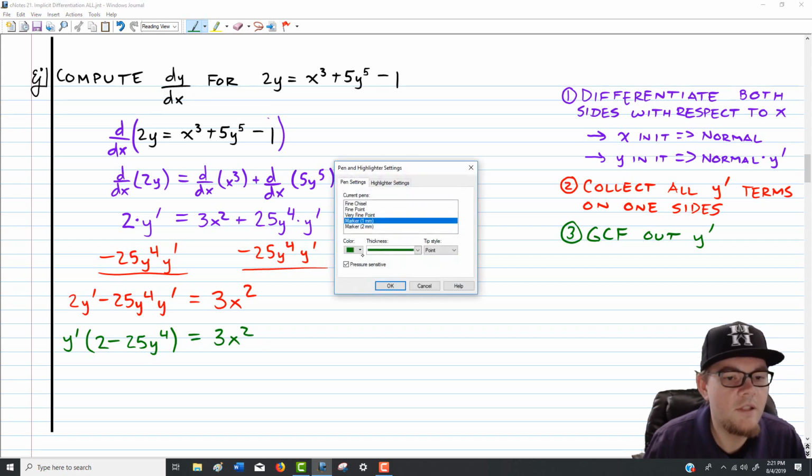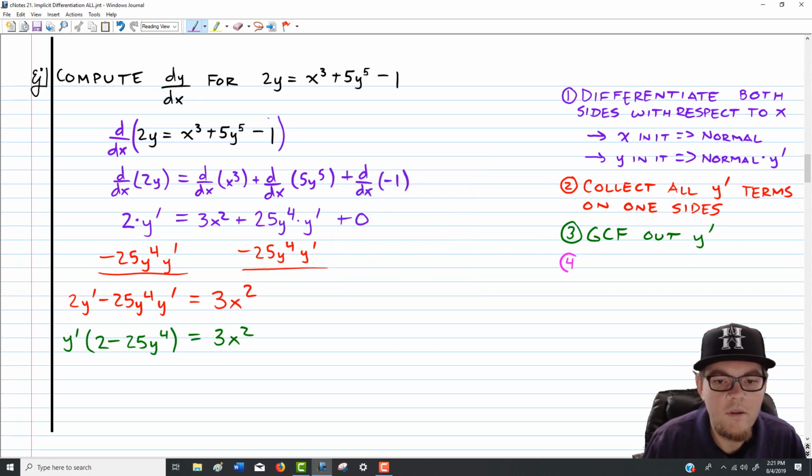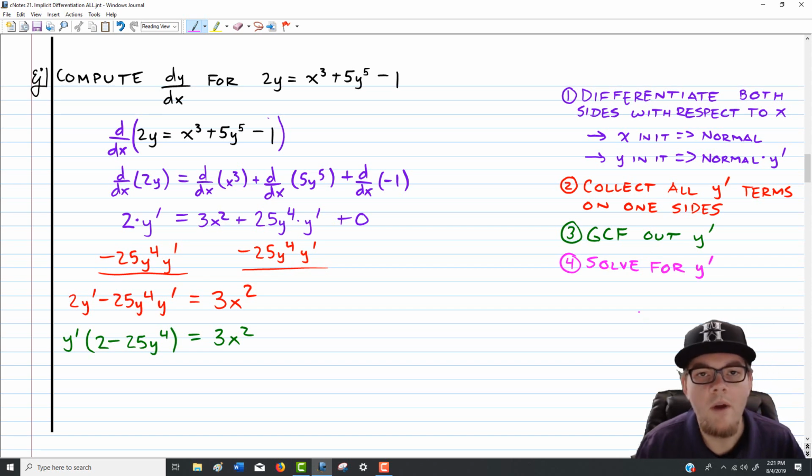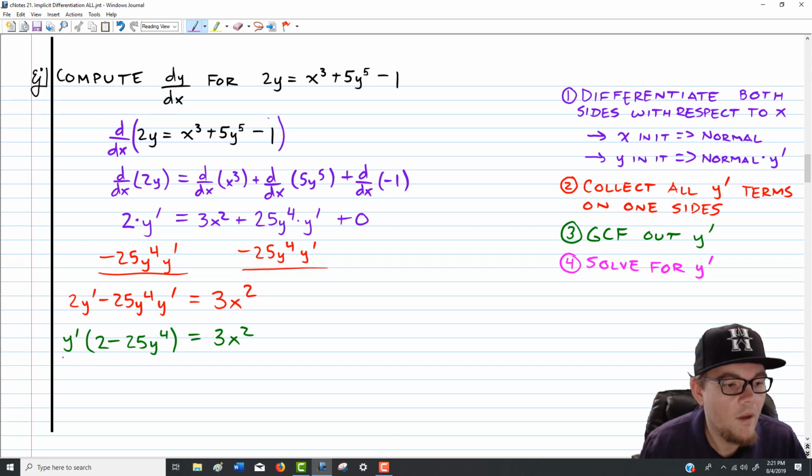Now the final step is probably the easiest step of the entire process. Our final step is to solve for y prime. And if you've done this process correctly, solving for y prime is always going to be dividing. You're basically always going to divide. I guess technically you can multiply. You'll do something to get rid of that extra factor that's being multiplied times y prime. So in our case, I'm going to divide both sides. Wow, those are some of the straightest lines I've ever drawn.